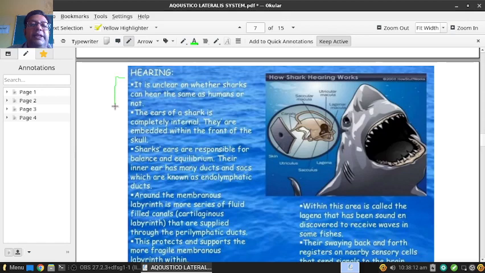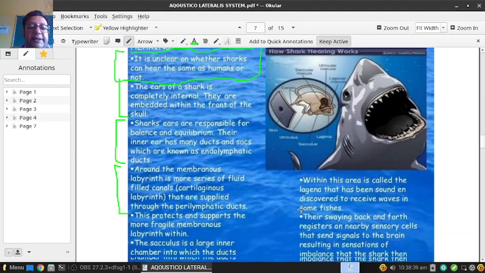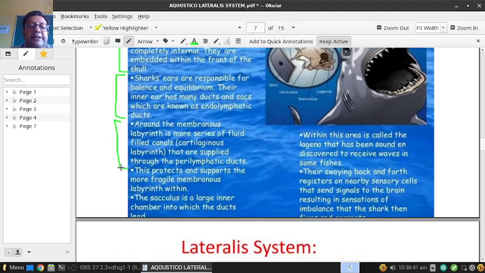In the blue color one, it is unclear whether sharks can hear the same as humans or not. It is still not very clear. The main thing is that the ear of the shark is completely internal. Their ear is also responsible for balance and equilibrium. Around the membranous labyrinth you have this series of fluid filled canals, and this supports the more fragile membranous labyrinth between.